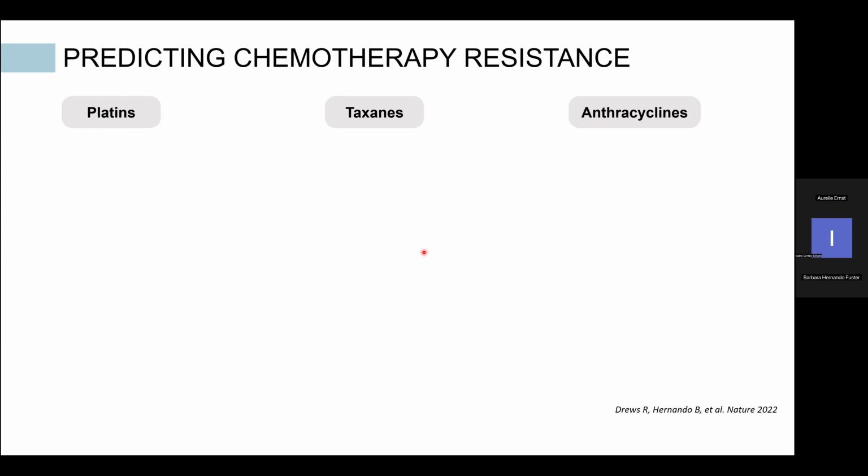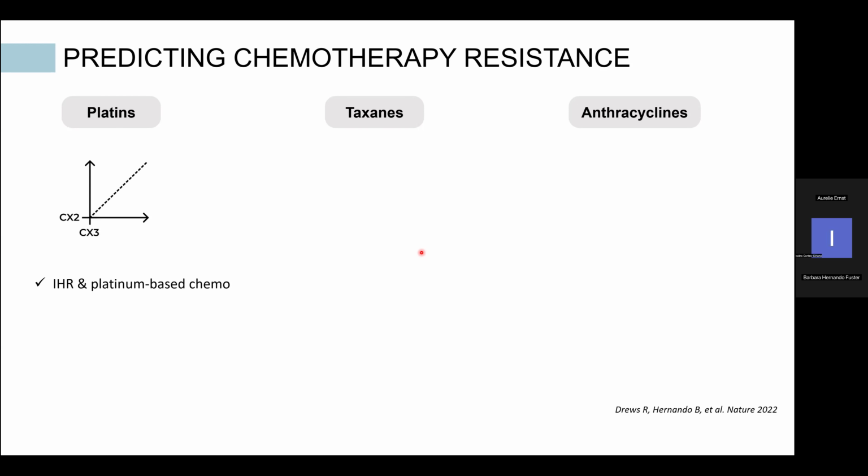And the first thing that we did was to create a clinical classifier for platinum-based chemotherapy. And for that, we used two of our signatures, two of these 17 signatures included in our compendium. And those signatures are linked to impaired homologous recombination. And actually, tumors with impaired homologous recombination are normally sensitive to platinum-based chemotherapy.